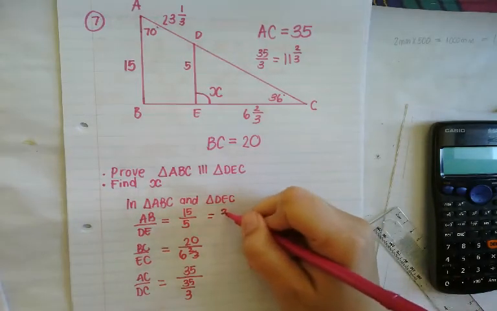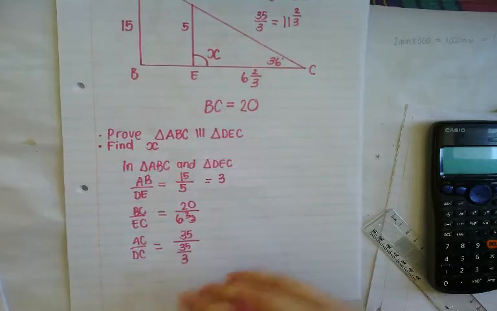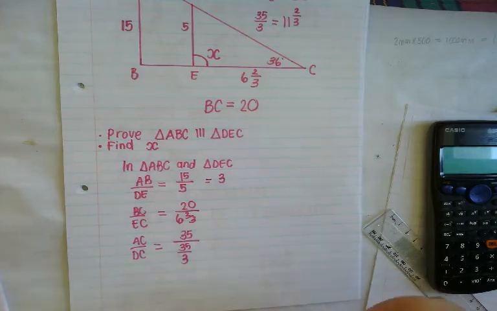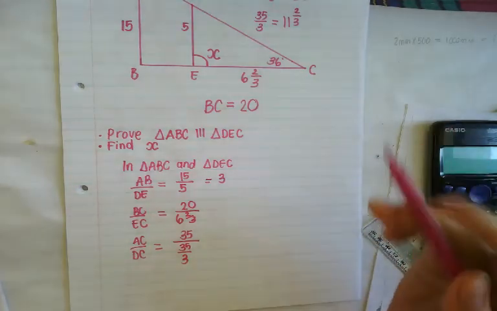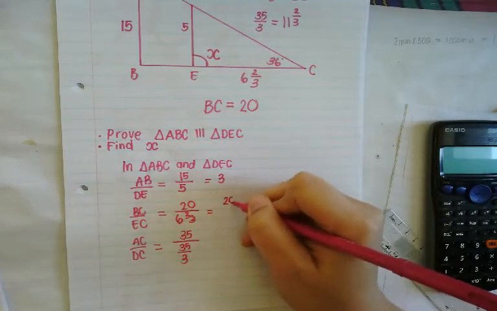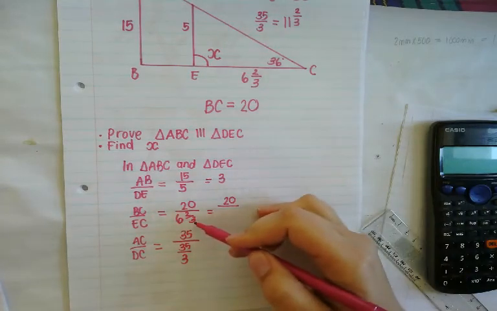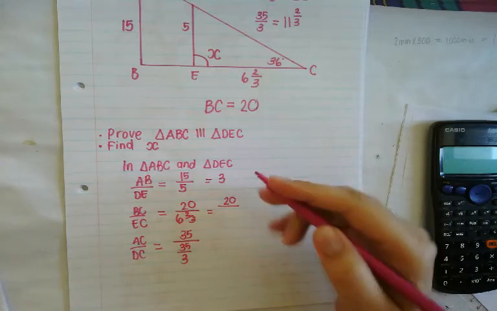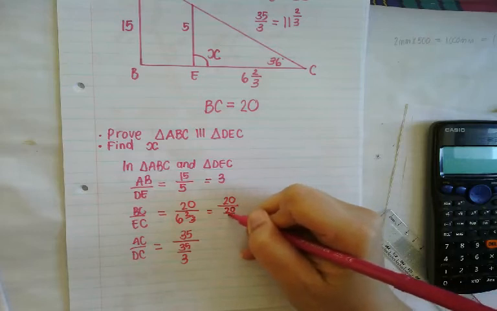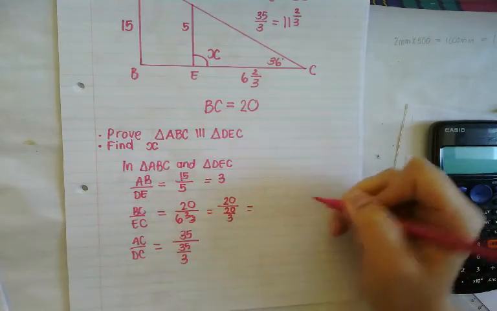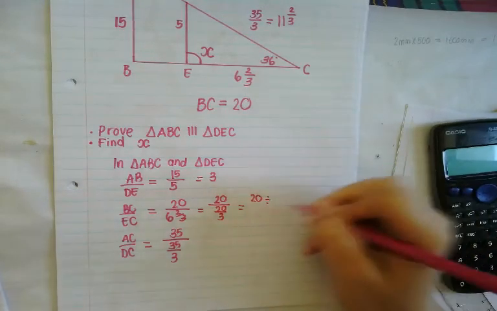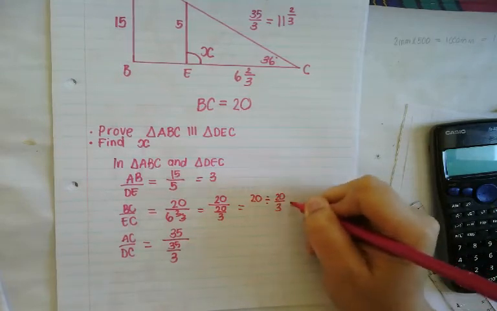15 divided by 5 is 3. Now you can go 20 divided by 6 and 2/3 on the calculator. But once again, if you do it in mixed fraction form on your calculator, it will come out the wrong value. So let's convert that to improper fractions. 6 times 3 is 18, plus 2 is 20. So that would be 20 over 3. But I do know how to tip and times, so I wouldn't even need the calculator. Because I'm actually dividing, that would mean tip and times.